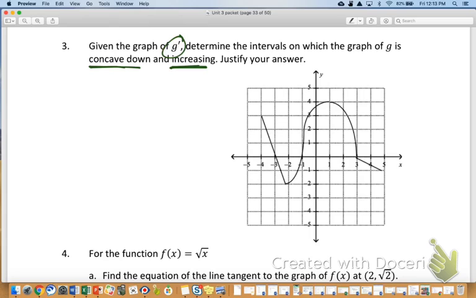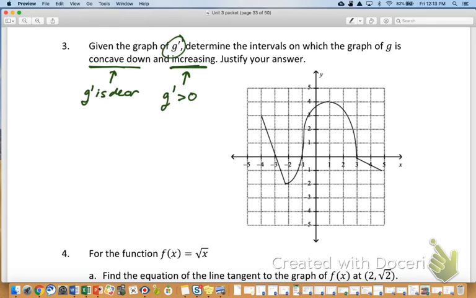Okay, so when I see this concave down, my first thought is, knowing that I've got a graph of G prime, I'm going to be looking for where G prime is decreasing. And when I see that G is supposed to be increasing, that tells me that I'm looking for where G prime is positive. So I'm looking for a place where G prime is positive and decreasing.